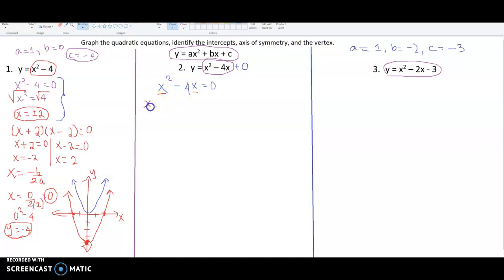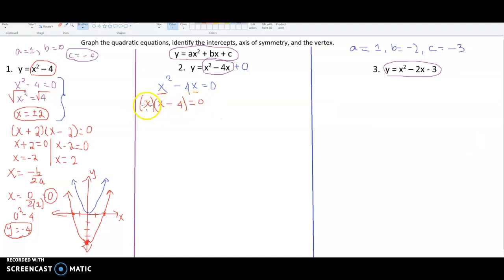So I'm going to go ahead and take out the x, and of course, x squared divided by x is x. Negative 4x divided by x is negative 4. Check to see if it's right. X times x, x squared. X times negative 4, negative 4x. Set it equal to 0. I see some of you put a parenthesis around this x. That is perfectly fine. So same thing.